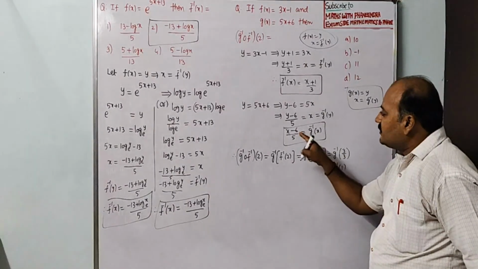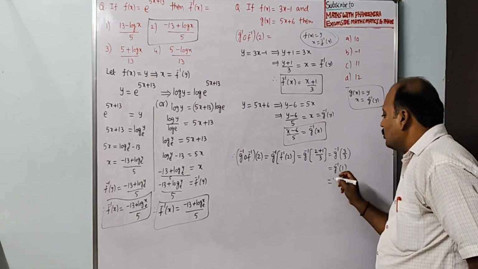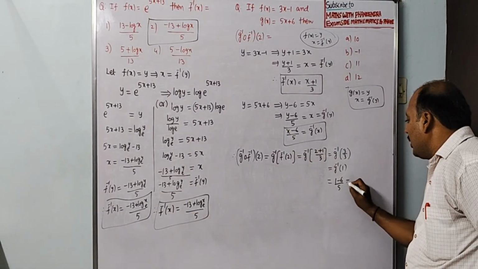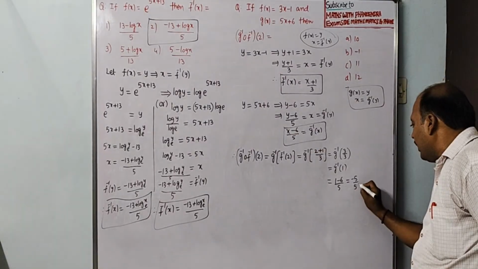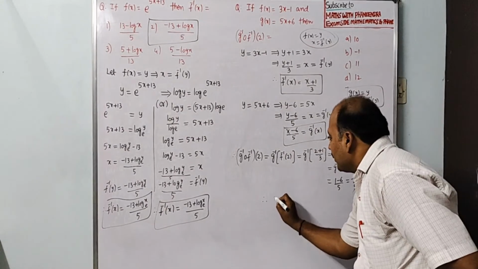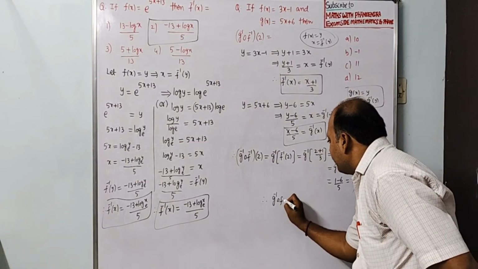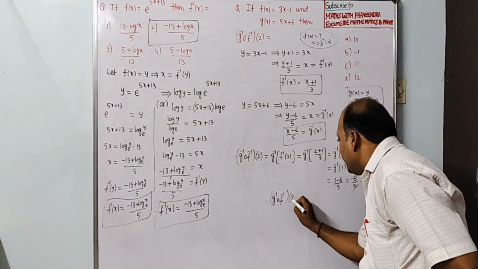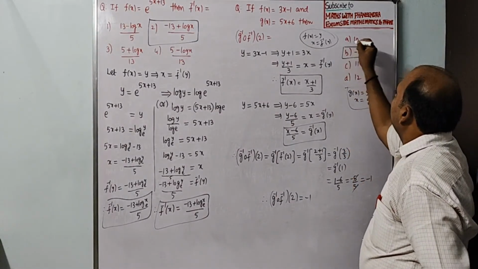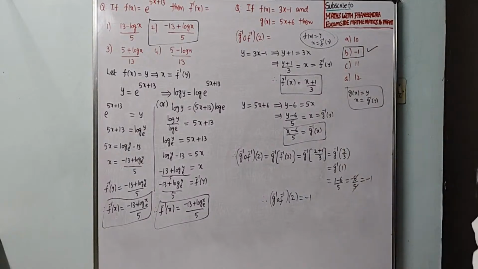g inverse of x is x minus 6 by 5, no? So in place of x, 1. 1 minus 6 divided by 5, that is equal to minus 5 by 5, which is equal to minus 1. So therefore, g inverse circle f inverse of 2 is equal to minus 1, we got it. Minus 1 is there in the second option, dear students.